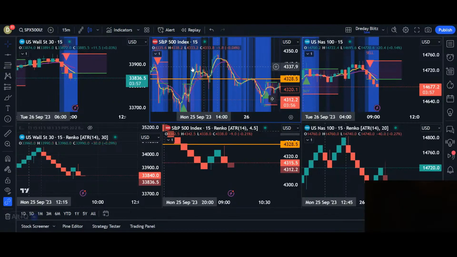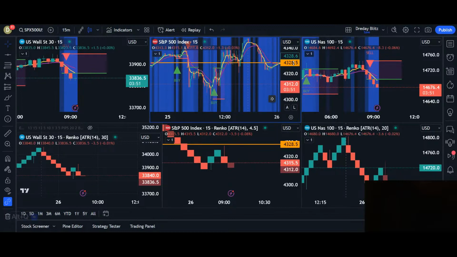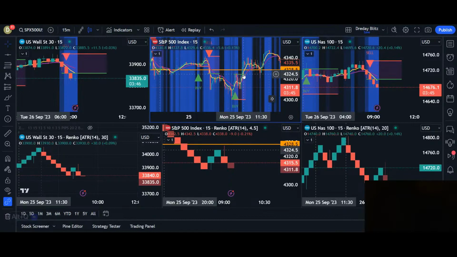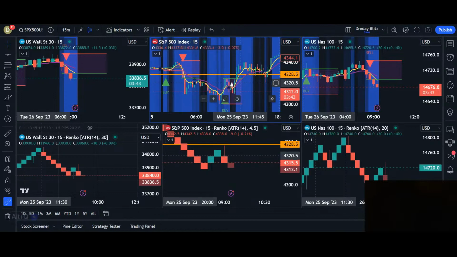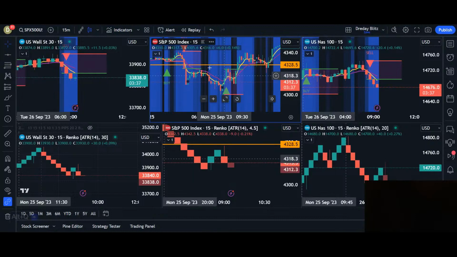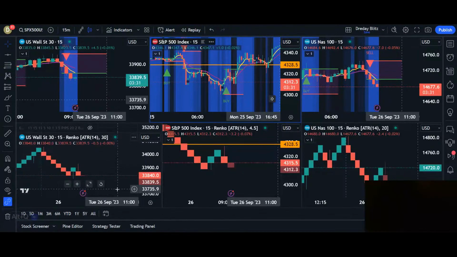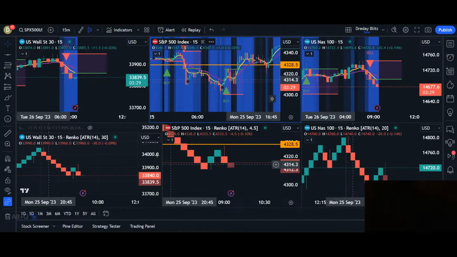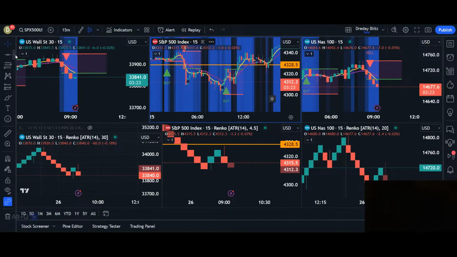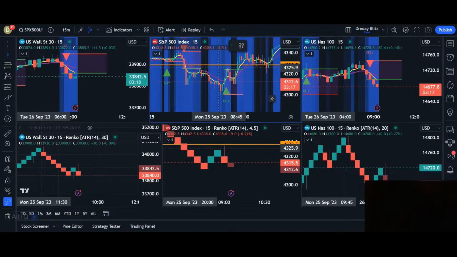Just gonna zoom out. Perfect. So that was Monday's signal here. So we had a buy that came in at 9:30. That was the best trade of the session, and I think that was the only trade that we received within the session from 9:30 to 11. So if we put a vertical line, so we can know exactly where we got that trade in.